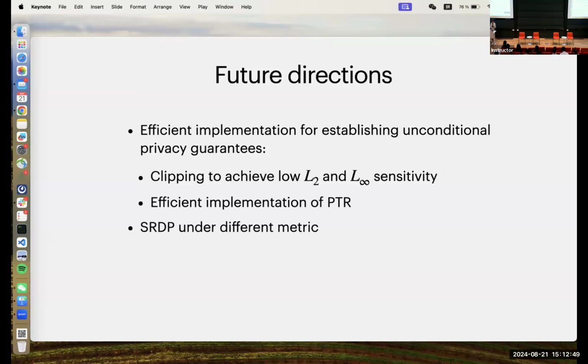Another direction is that we define SRDP under this weird L1 distance just for our analysis, but perhaps this can be extended to other distance metrics.